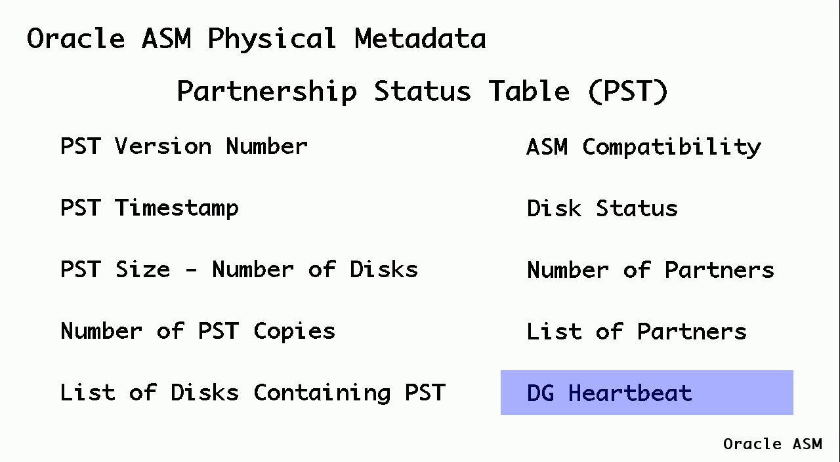The partnership status table also maintains the disk group heartbeat. This information is used by Oracle ASM to make sure disk groups are not mounted in different clusters at the same time. In other words, this information is used to prevent a cross-cluster split-brain scenario.